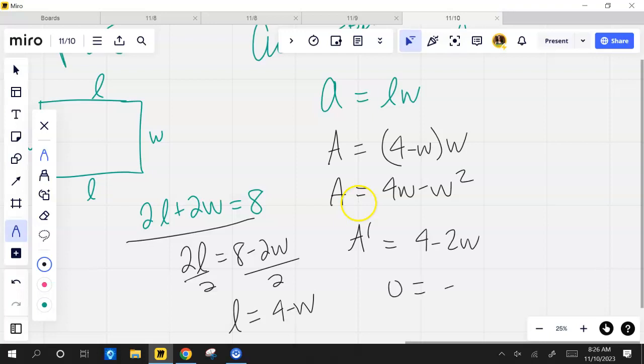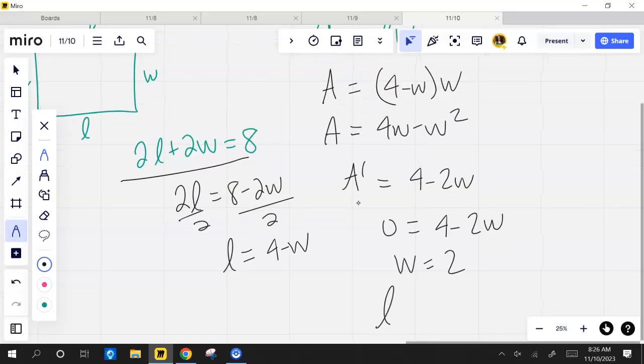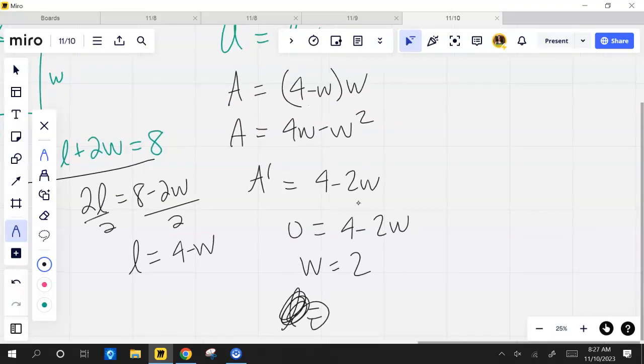Now set it equal to 0. What does W equal? If W equals 2, what does the length equal? I need to make sure, what am I finding, the minimum or maximum? Max of area. All right, between 0 and 2, and then 2 to 8.